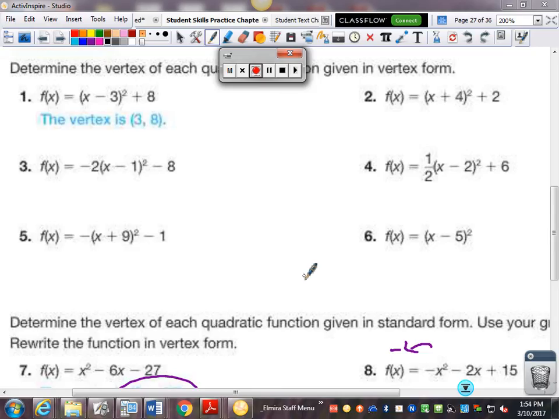Okay, homework help. So all we're really doing in the first section is reading the vertex form and pulling out the vertex. So we're ignoring any leading coefficients because they don't really tell us what the vertex is. We're really just paying attention to what number is being added or subtracted to x. That's a -1, so opposite sign would be +1. -8 stays -8. So that would be my vertex.